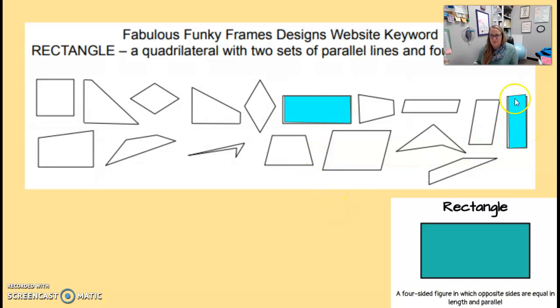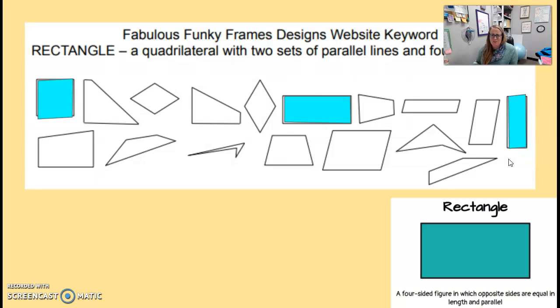Oh yeah, I agree with this one too. These 2 sides are the same size, and these 2 sides are the same size. They both are parallel, and they have 4 square corners. That works. Do you see any other ones?